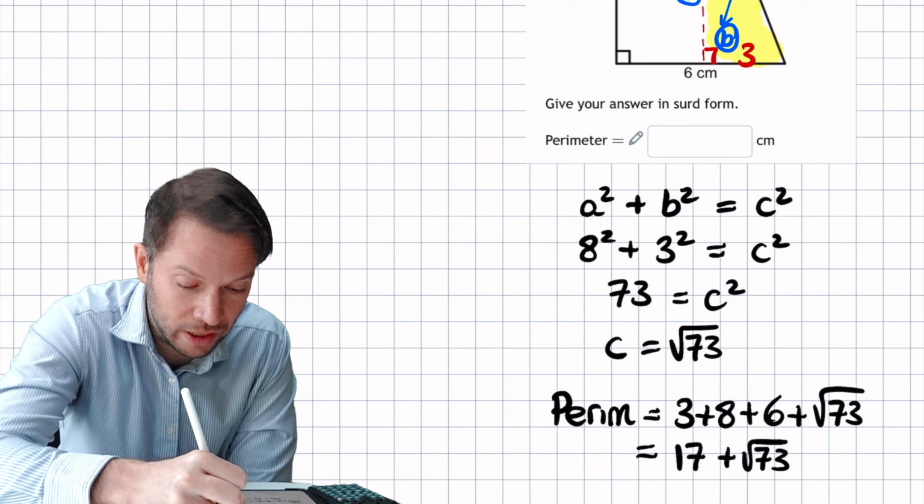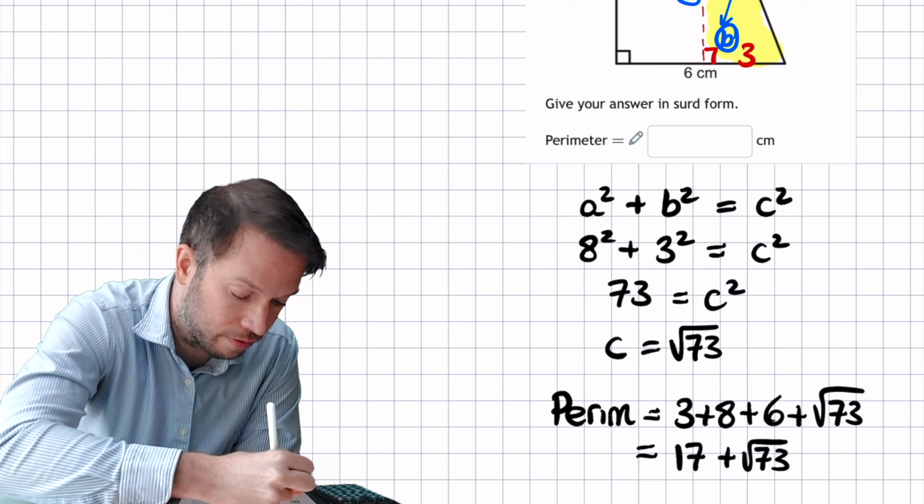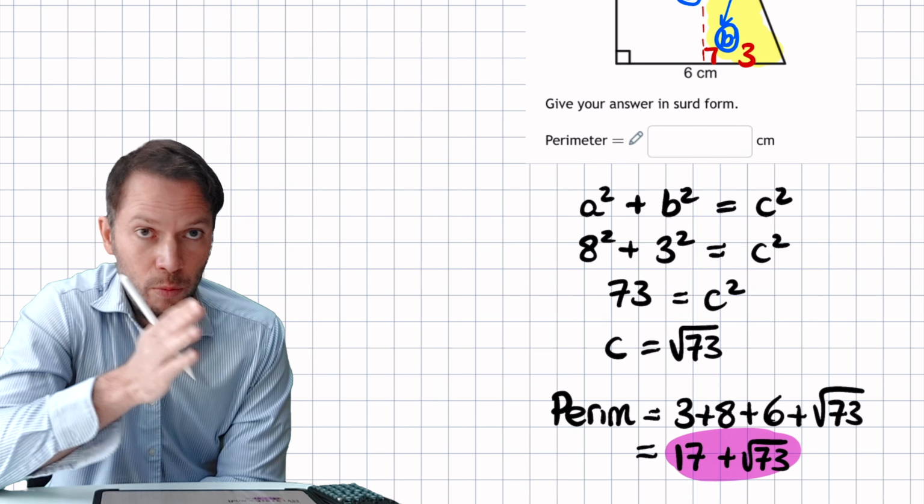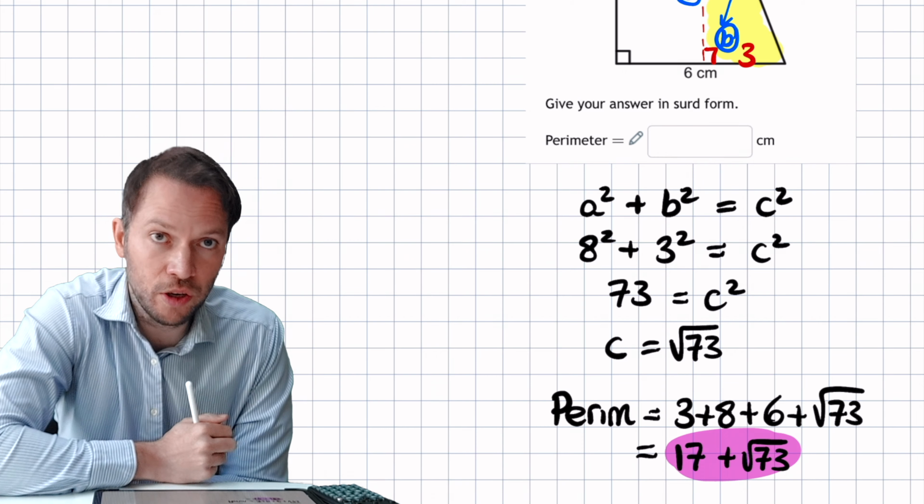It said it wants the answer in exact form. So we need to leave that square root in there. If we gave it a decimal, we would have to round it, and therefore the answer would not be exact.